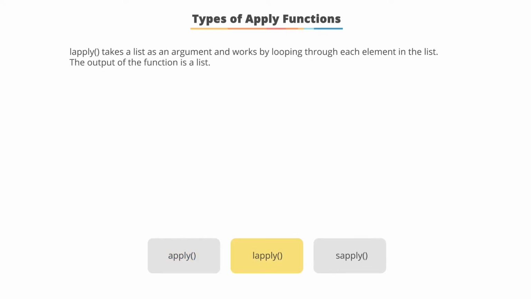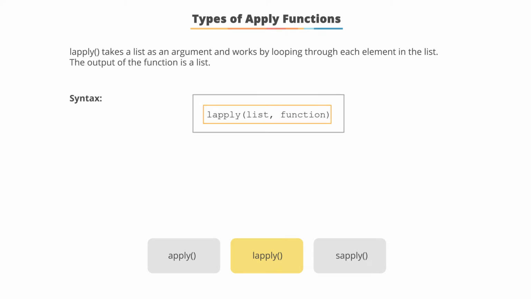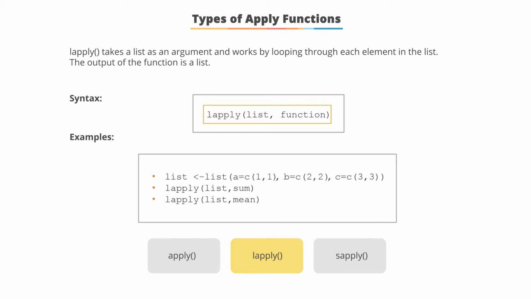Now the lapply function takes a list as an argument and works by looping through each element within that list. Thus the output of that function will also be a list. At base, the syntax is using the lapply function with whatever our list name is, and then the function that we want to apply to it. If you see below, we have a list containing 1, 1, 2, 2, 3, 3. We can use the lapply function to sum across that list, to use the mean, and a variety of other functions as well.